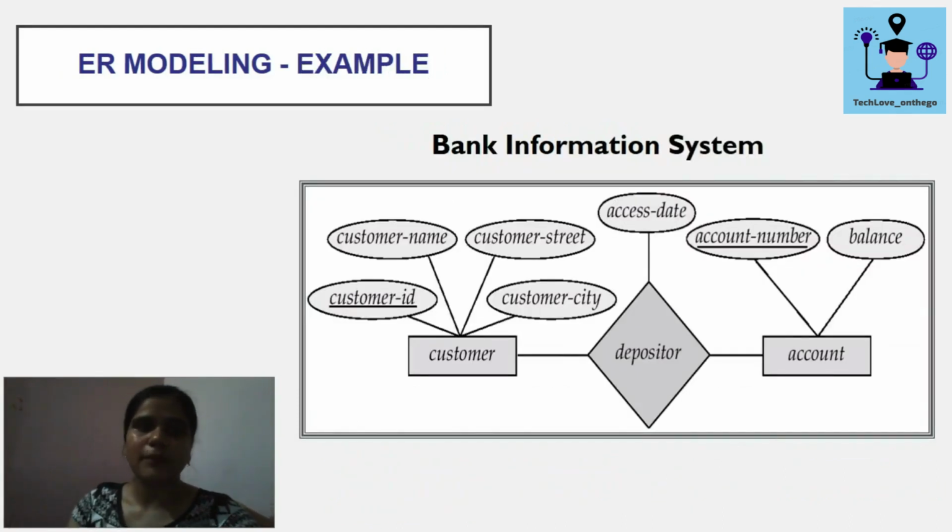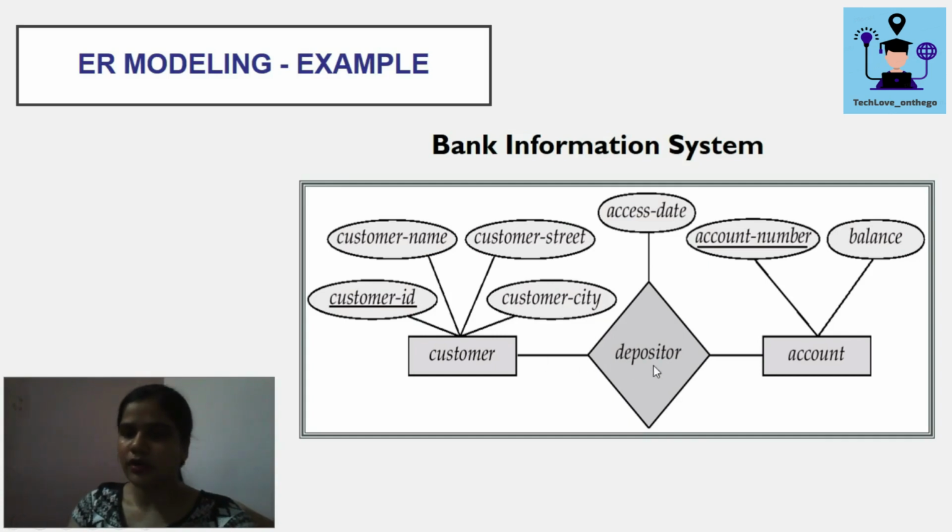So let's have some examples for this ER model. We have this bank information system. Here we can see we have some customer. That customer has some ID. This is the key attribute because every customer can be uniquely identified with the help of this ID. Every customer will have some name, some street and city information.